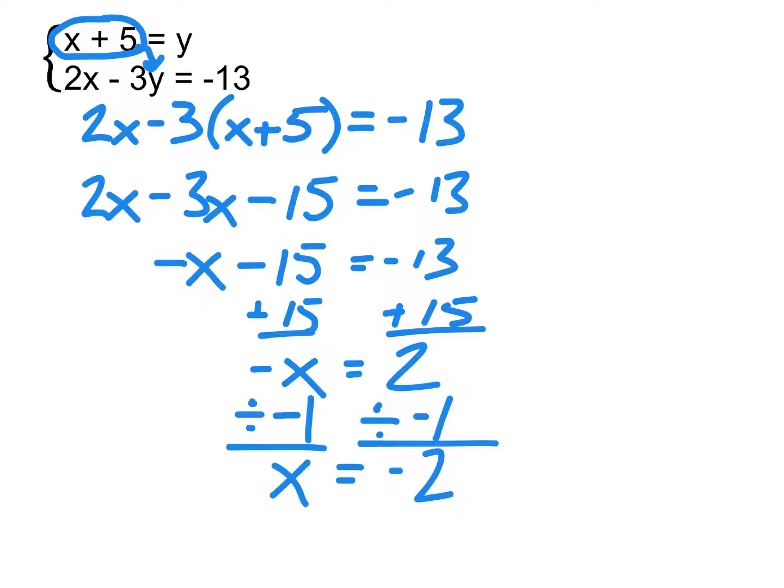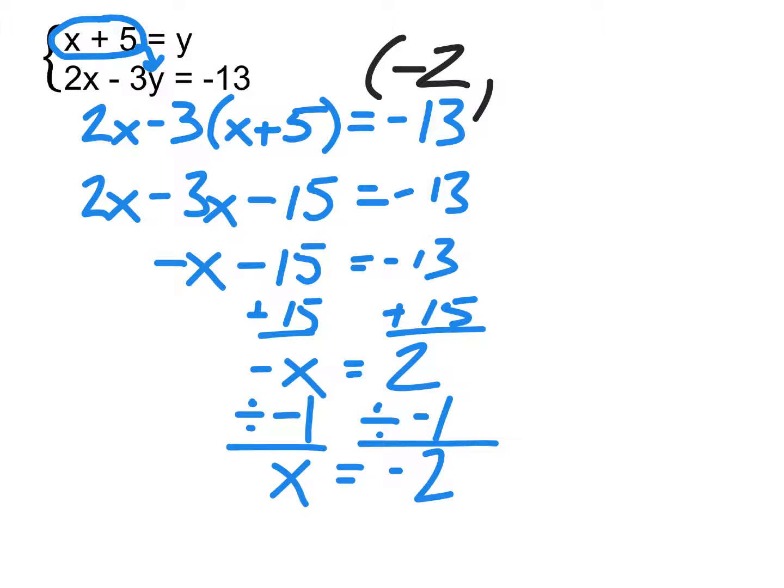Now remember, this is not my whole answer. My answer is both the x and the y coordinate. So I know that it's going to be negative 2 comma something. I now need to figure out what the y coordinate is. I can find that by plugging this x value back into either equation.